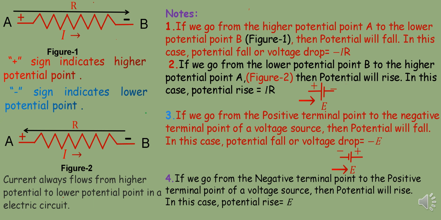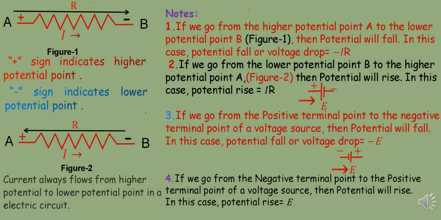If we go from a higher potential point to a lower potential point in a circuit, potential will fall. So the potential fall or voltage drop will be minus IR. The minus sign represents potential fall. Note that in the circuit, the plus sign indicates the higher potential point, and the minus sign indicates the lower potential point. Again, if we go from a lower potential point to a higher potential point, potential will rise. So the potential rise will be IR and it is positive.